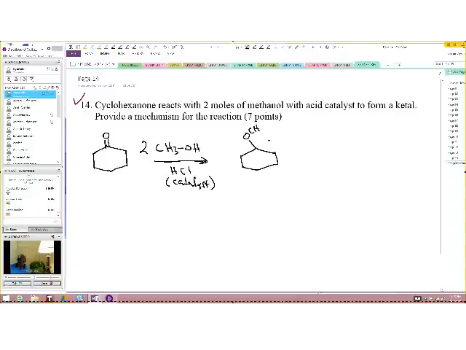Okay, in this particular instance, we are going from this ketone to a ketal. So what will be the mechanism? Let me write this here, get this out of the way. So this is the ketal that we want to make, from cyclohexanone. We do this and then we call it a day.